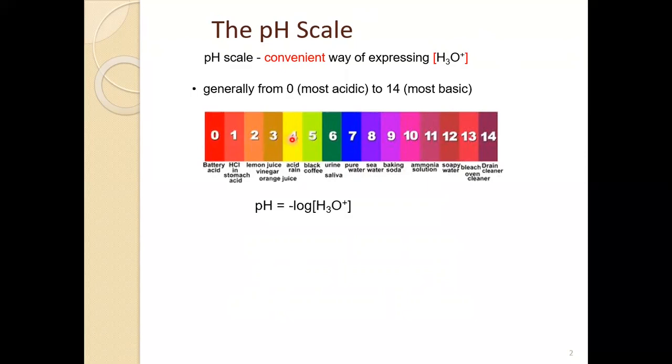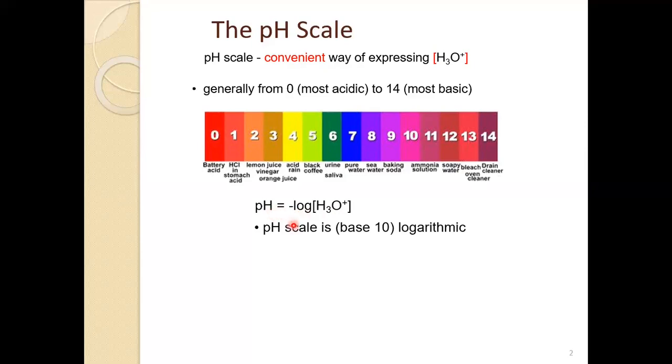And so pH is a way of expressing the hydronium concentration, and specifically the pH equals the negative log of the hydronium concentration. So if I know the hydronium concentration, then I can plug that into my calculator and find the pH. Notice that this pH scale is a base 10 logarithmic scale.